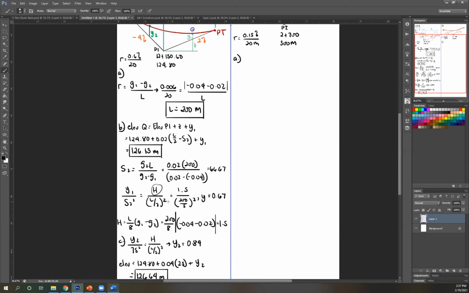Therefore, subbing 1.5 here, and L is 200 over 2 squared, you can now solve for Y1. S2 is 66.67. Therefore, Y1 is 0.67. Now I know all of my values. So 124.80 plus 0.02 times 200 over 2 minus 66.67, then plus 0.67. Final answer would be 126.13 meters. So that's letter B. Next, letter C.